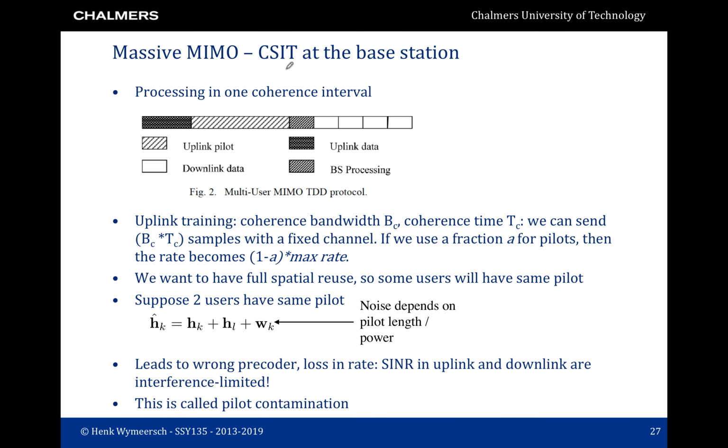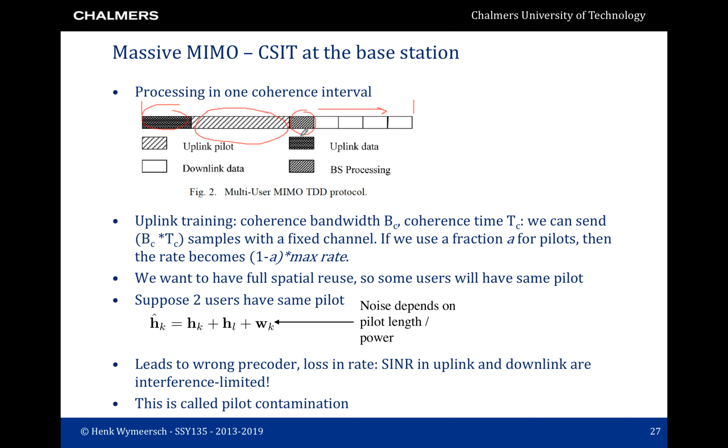The last topic we will cover is how the base station gets channel state information. In this figure here, we consider one coherence interval of the channel over a certain coherence bandwidth. The coherence time we call Tc, the bandwidth Bc. During this time frequency block, the base station needs to do a number of actions. So first of all, the users will send uplink pilots to the base station, from which the base station will estimate the channel and compute downlink precoders. Then we have some time for downlink transmission, and also we have later the uplink transmission.